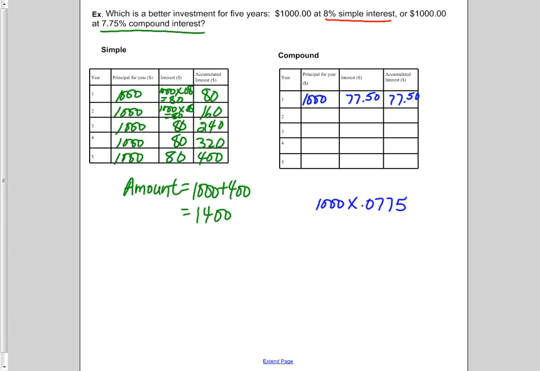However, your account balance is now $1,077.50, and that's what you're going to earn interest on. $1,077.50 times the interest rate, we will get $83.51.